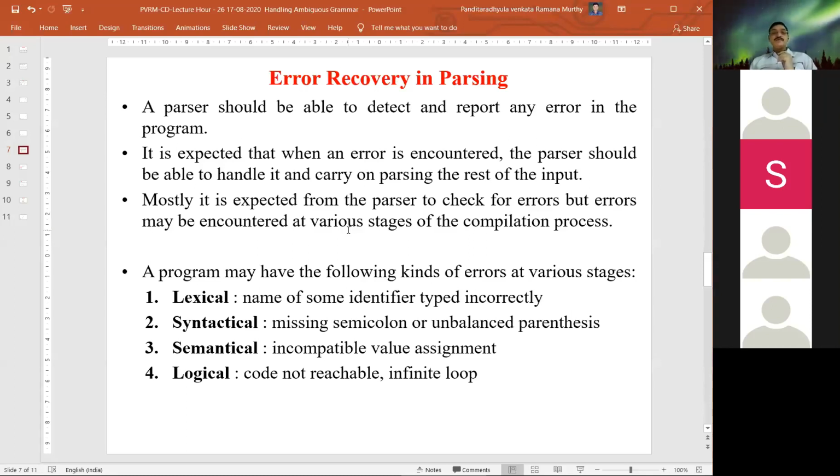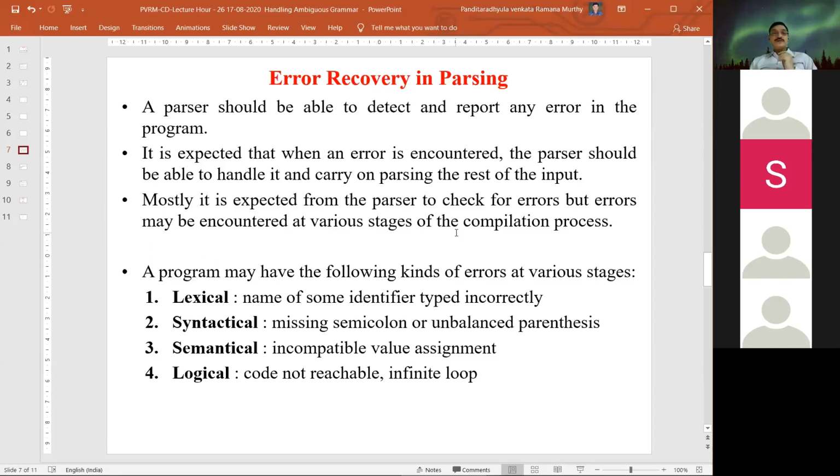Otherwise, it behaves like an interpreter. Okay. So the thing is here, mostly it is expected that the parser checks for errors, but errors may be encountered at various stages of the compilation process, not at a specific level. And also, whenever it identifies any error, it has to report it and carry on parsing the rest of the input also.